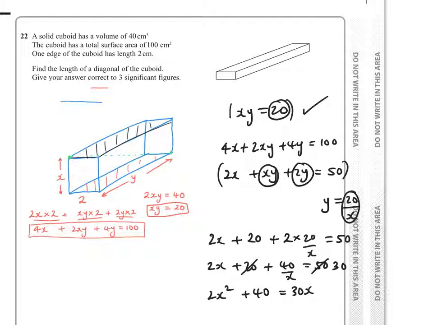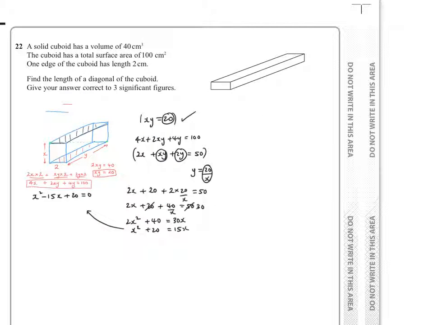I can halve everything because they're nice even multiples. So I get x squared plus 20 equals 15x. And that's exactly the same as saying x squared, I can take 15x off both sides, plus 20 equals 0. Now looking at that equation there, it doesn't look like it's going to factorise because I can't find factors of 20 that give negative 15. So I'm going to use the formula.